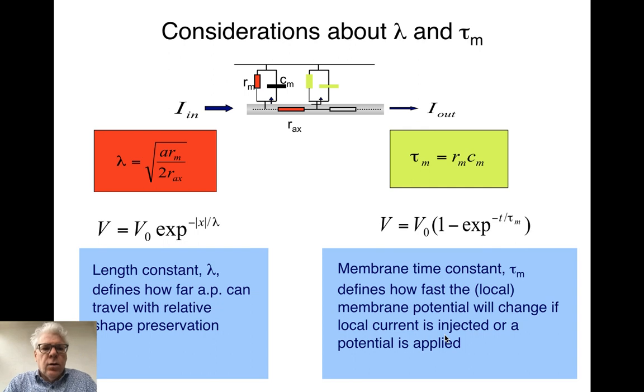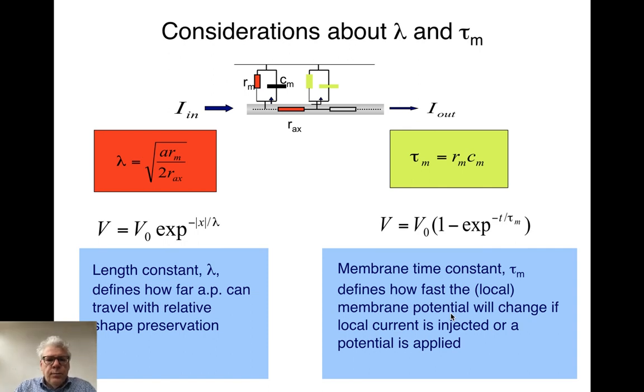So our lambda on the left, once more defined by this equation, is essentially a measure for how far an action potential can travel with relative preservation of its shape. And the membrane time constant, which is the product of the membrane resistance and the membrane capacitance, defines how fast the local membrane potential will change if local current is injected or a particular potential is applied.